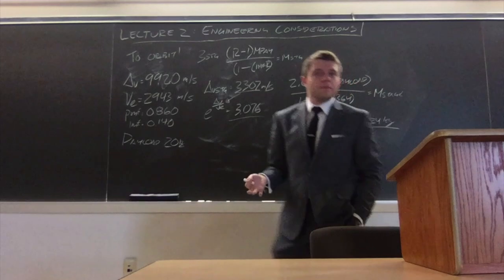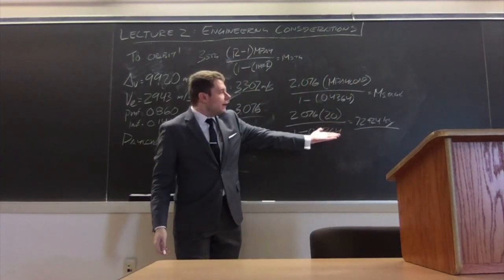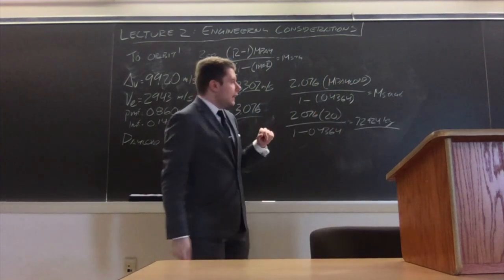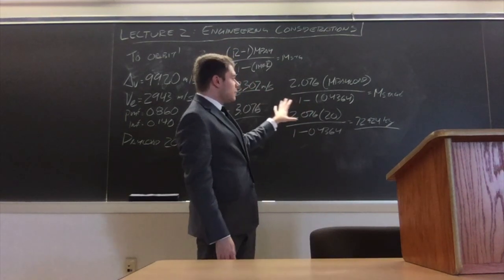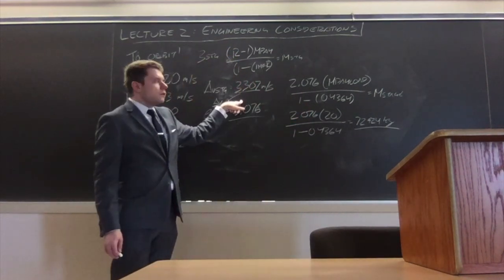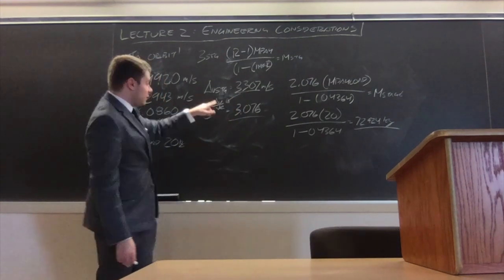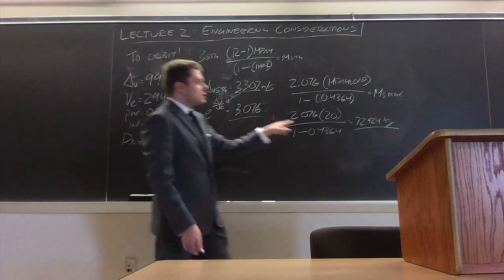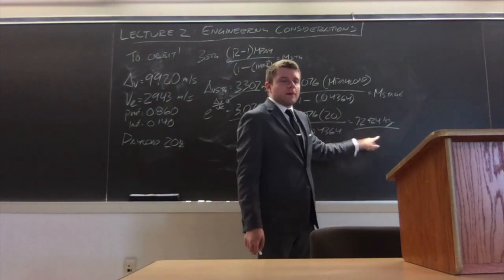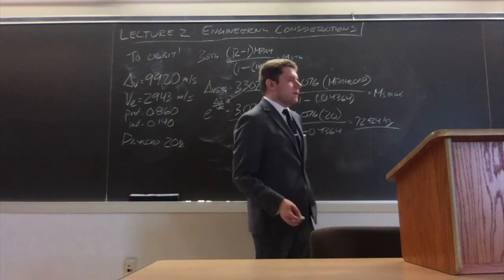Pretty nice and simple. Oh, I'm blocking the view. 72.924 kilograms. And what that basically means is that to complete our delta V of 3,307 meters per second, in a stage that is 86% efficient at holding propellant, we need a stage that is about 73 kilograms to back that up, which is about 150 pounds.